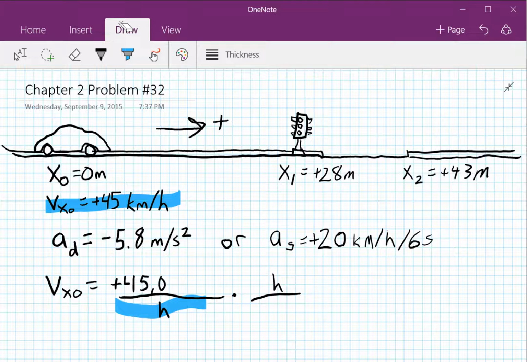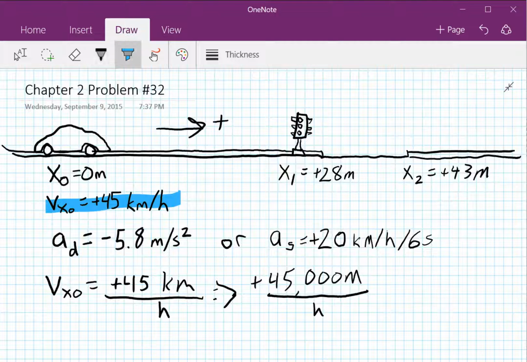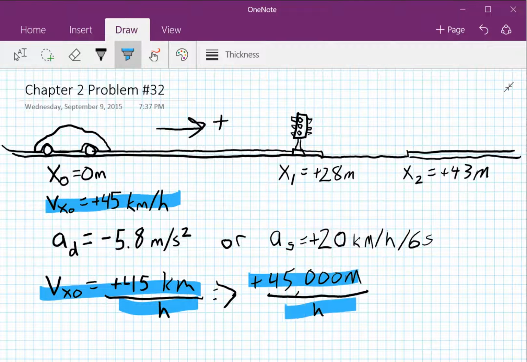Sorry about that. You will actually need 45 kilometers per hour. I jumped a step. That's going to be the same as 45,000 meters. I'll keep that in the video because it's a good example of paying attention to what you're doing. So this matches: 45,000 meters is the same as 45 kilometers, and we have to change this hours.